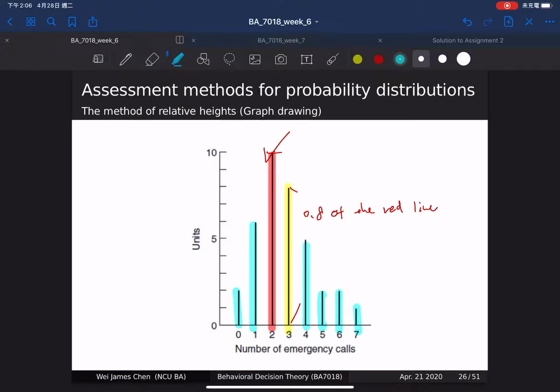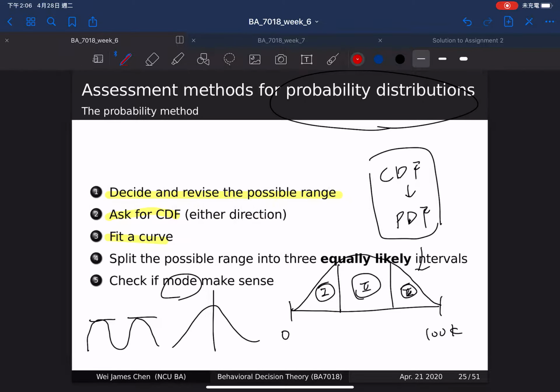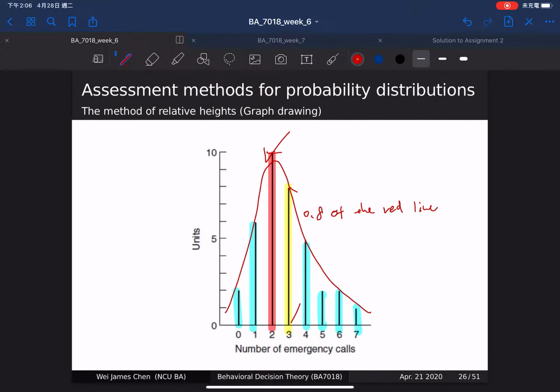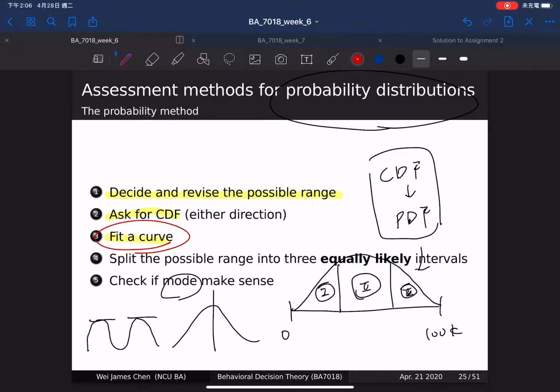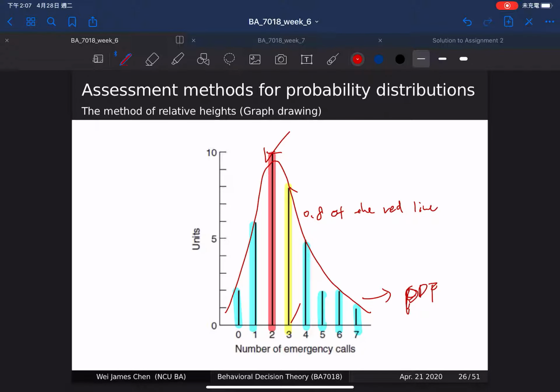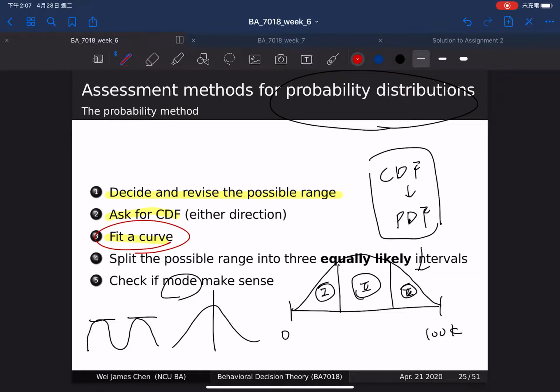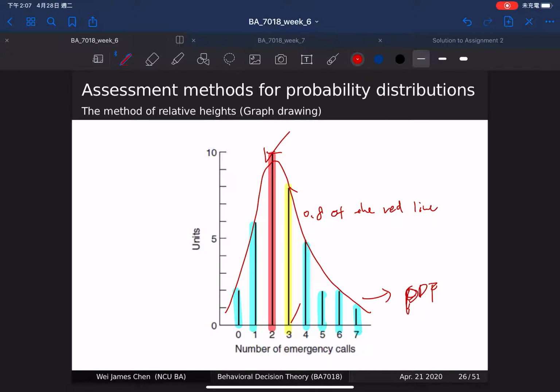Basically, you will have an approximation of a distribution. This will lead you to a curve like this. This is what it means to fit a curve. And after you fit a curve, you will have the PDF. After you have the PDF, you will be okay. It's the same thing as here. So that means by relative height. I guess some people are better if you ask them this way, and some people it might be better if you ask them this way.